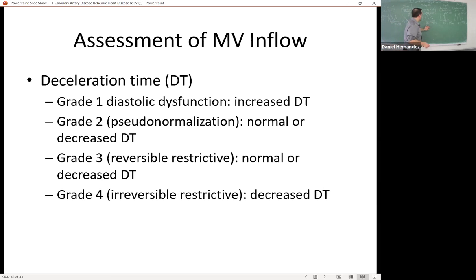Once we enter into pseudonormalization, now we're starting to get those elevated pressures in the atria. Because of those elevated pressures, we now flip-flop back into a normal filling pattern, because we have those higher atrial pressures to aid in that early rapid filling. So because of those higher atrial pressures, we now transition back into a normal appearing mitral inflow pattern. So that's why it's called pseudonormalization. Those atrial pressures are starting to increase and increase. So we have more and more filling during that early rapid filling, during that E wave.